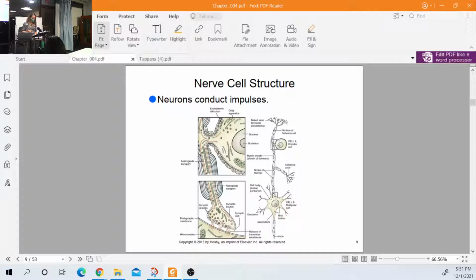So motor impulses are called what type of neurons? Effector. Good. And sensory is afferent. Page 102.